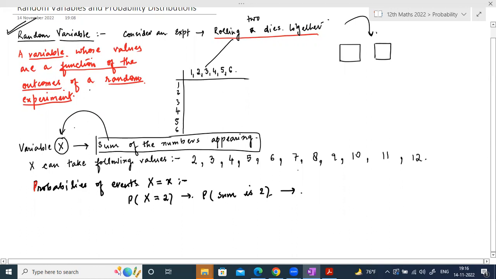Oh, sorry. 2 on 10. No. Sum is 2. Okay, so let me repeat. So finding out the probability that the sum is 2 when we roll a dice is a probability question, which we have done in the previous.